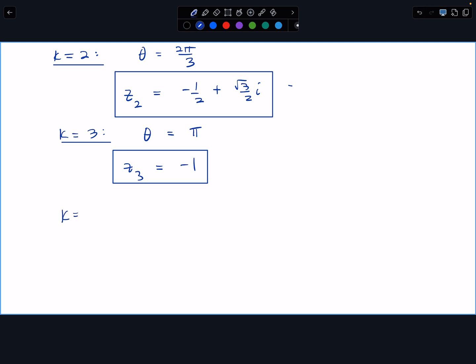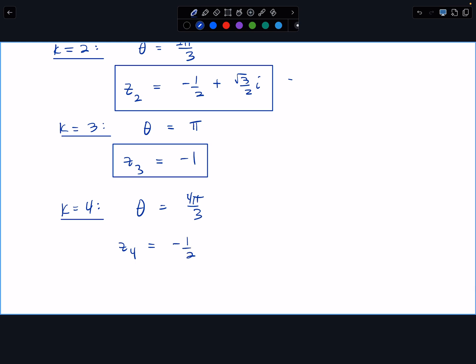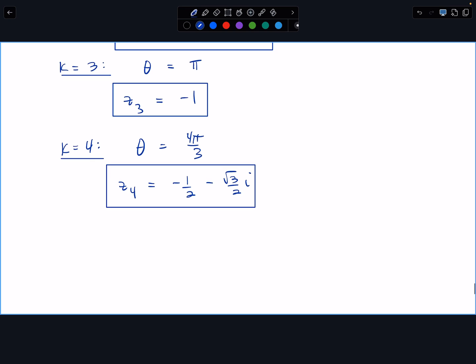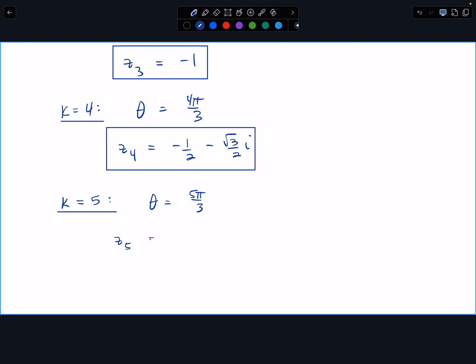So if I add 60 degrees again, if I think about this in degrees, this was 180, right? 180 plus 60 is 240. 240 degrees in radians is 4 pi over 3. That's in quadrant 3. What do I know about cosine and sine in quadrant 3? Both negative, so it's going to be negative 1/2 minus square root 3 over 2i. How many more times do I have to do this? One more time. So the last one, k is equal to 5. That means theta is equal to 5 pi over 3. So z sub 5 is equal to positive 1/2 minus square root 3 over 2i.